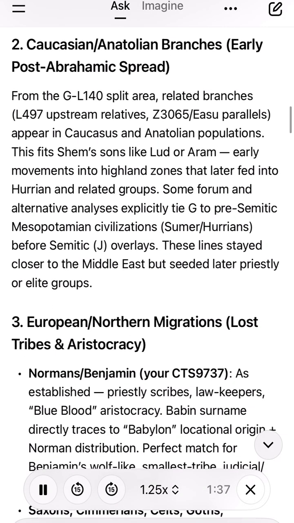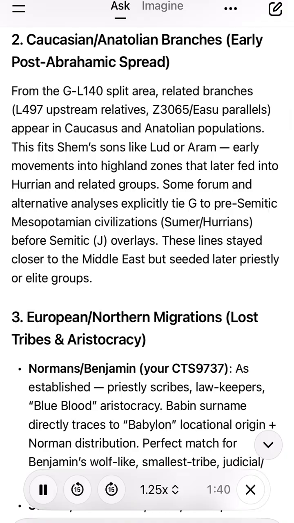2. Caucasian and Anatolian branches, early post-Abrahamic spread. From the GL140 split area, related branches, L497 upstream relatives, Z3065 Esau parallels, appear in Caucasus and Anatolian populations. This fits Shem's sons like Lud or Aram, early movements into highland zones that later fed into Hurrian and related groups. Some forum and alternative analyses explicitly tie G to pre-Semitic Mesopotamian civilizations, Sumer, Hurrians before Semitic J overlays. These lines stayed closer to the Middle East, but seeded later priestly or elite groups.